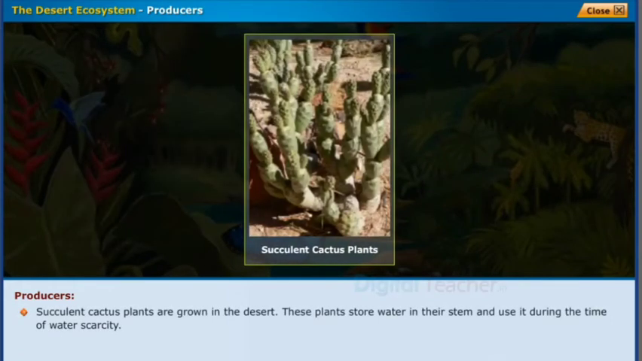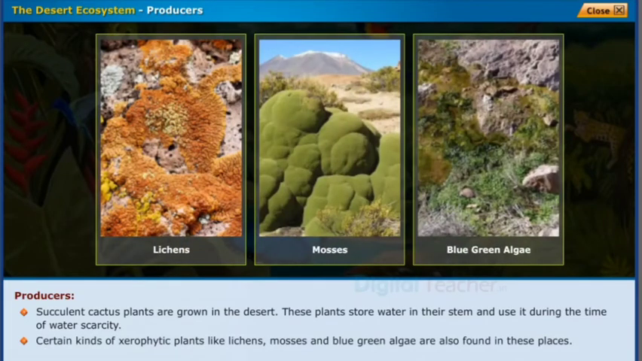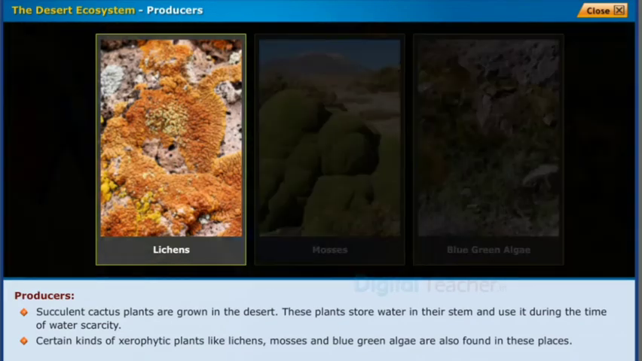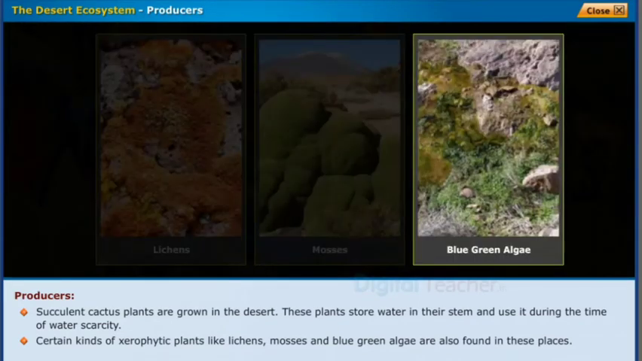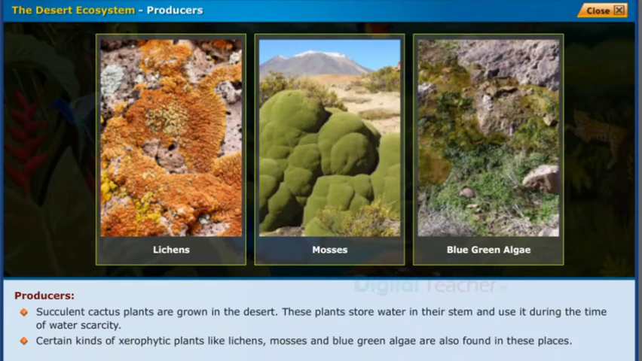Succulent cactus plants are grown in the desert. These plants store water in their stem and use it during the time of water scarcity. Certain kinds of xerophytic plants like lichens, mosses, and blue-green algae are also found in these places. Desert plants are different from the normal plants.